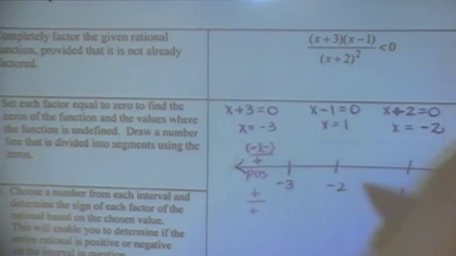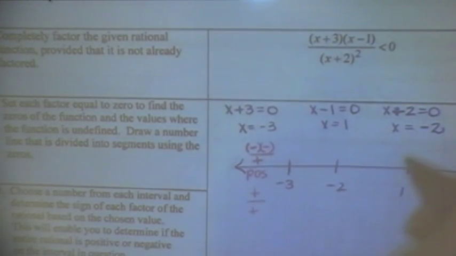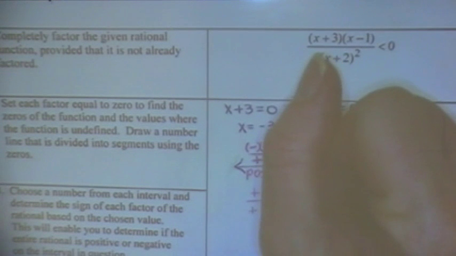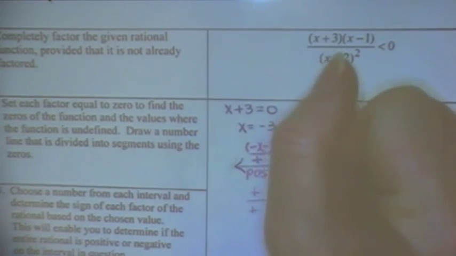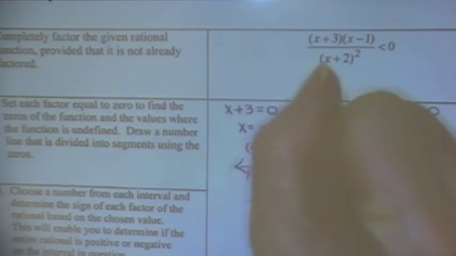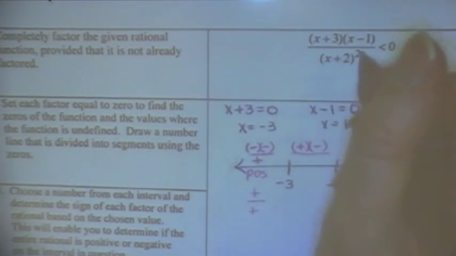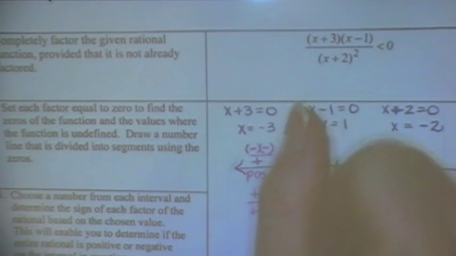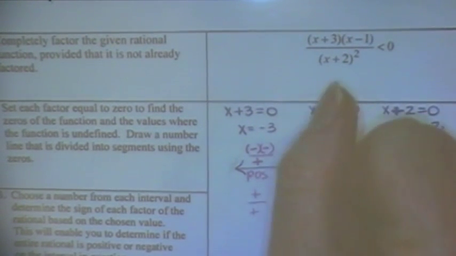Between negative 3 and negative 2, we could say negative 2.5. If I plug that into the top piece, the first piece will be positive. Second piece will be negative. On the bottom, it would come out negative, but you square it, so it's going to be positive. That ends up a negative over a positive, which makes this whole piece negative.